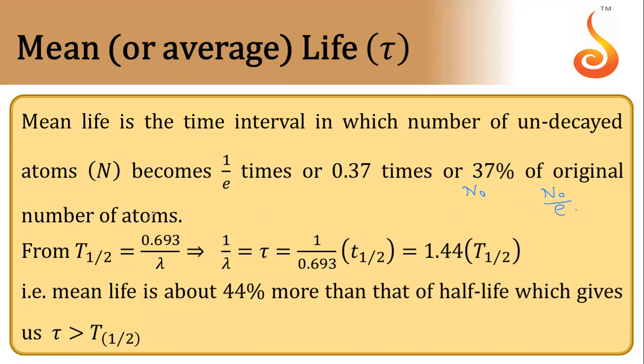We have this formula: half life is equal to 0.693 by lambda, and 1 by lambda is equal to mean life. Mean life is represented by the symbol tau. So we have this formula: mean life is equal to 1 by lambda. So mean life is about 1.44 times that of half life. Just follow this calculation: mean life is equal to half life divided by 0.693, that is 1.44 into half life. So your mean life is 1.44 times half life, meaning it is 44% more than the half life.